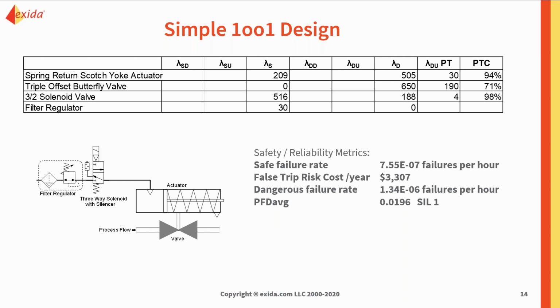Our dangerous failure rate, once again, that's that really important one, the one everybody pays really close attention to, is 1.34 times 10 to the negative 6 failures per hour. Again, that's a number that's really obscure. It's hard to grasp if this isn't something that you work in every day. But the bottom line is your PFD average rating, or probability of failing on demand, is 0.0196. And if you use the tables in the standard, that comes out to a SIL 1 capability.